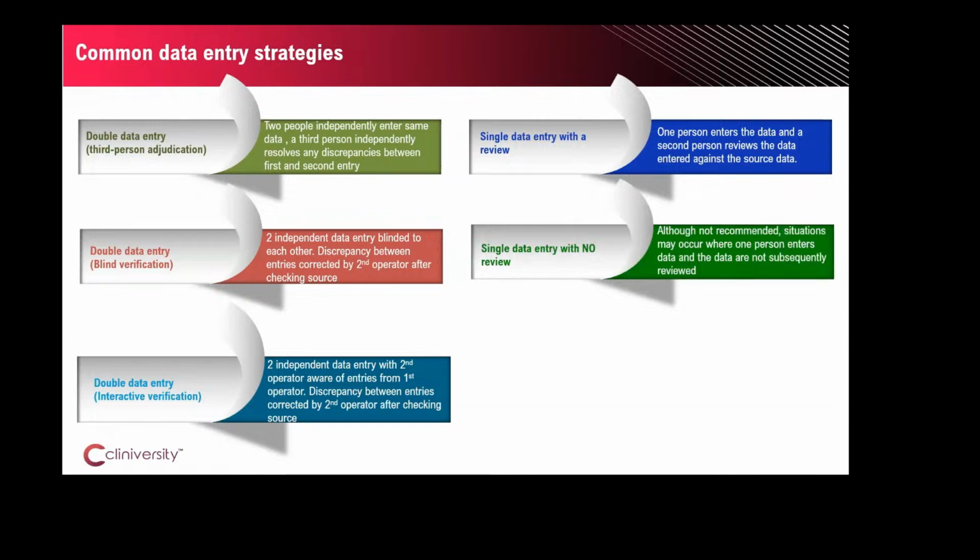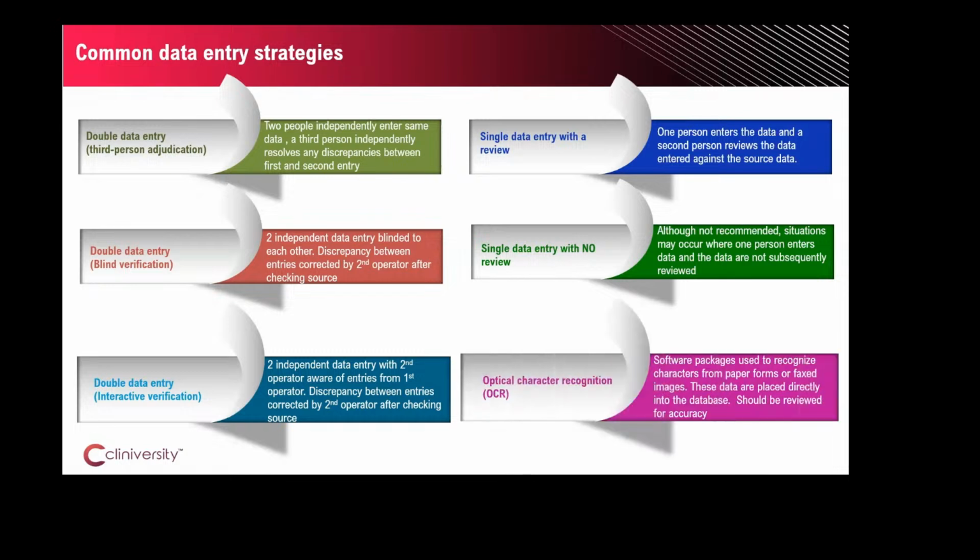There could be another one which is not recommended, where only a single entry is done and the data is not reviewed. The data ideally will be reviewed subsequently by the data management team. The next one is optical character recognition. This is software which recognizes the characters from the paper forms as well as faxed images, and then the data is directly fed into the database. But because this is software recognition, there has to be a manual review of whatever data has been entered by this software to ensure the accuracy of the data.